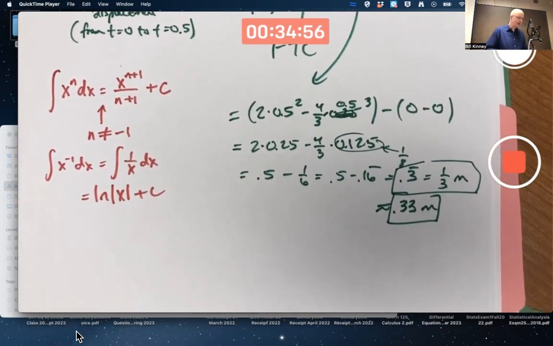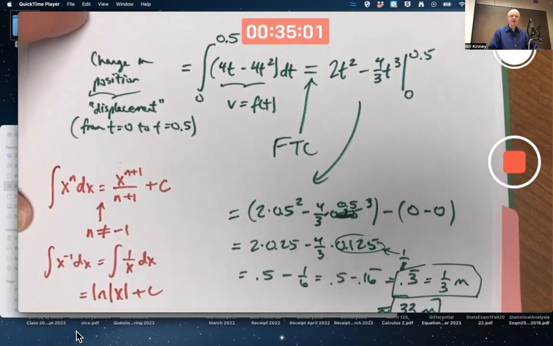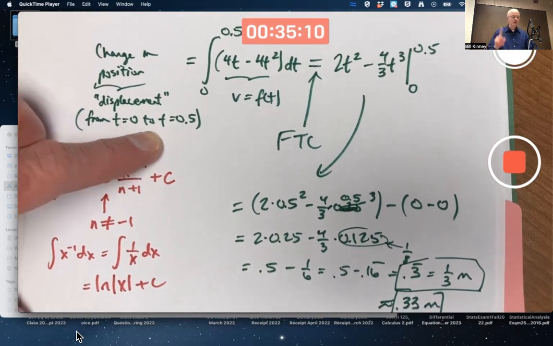All right. So now should I keep going? Should I find the change in position to time 1, time 1.5, time 2? Yes, but I'd like to be more efficient about it. How can I be more efficient about it? I'll show you.